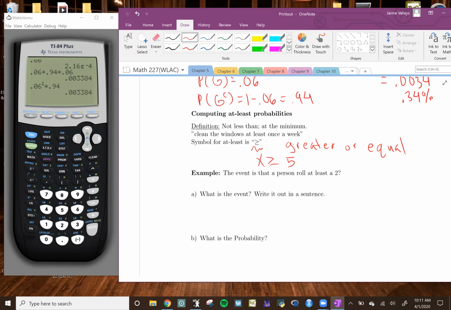Also think about "at least" like this: say on the final, you need at least 100 points to pass the class. I'm telling you the minimum amount of points you need to pass is 100. If you get anything higher than 100, you still pass the course. You want to get accustomed to "at least," because there are going to be a bunch of questions that have it. Everybody good so far with the definition of "at least"?